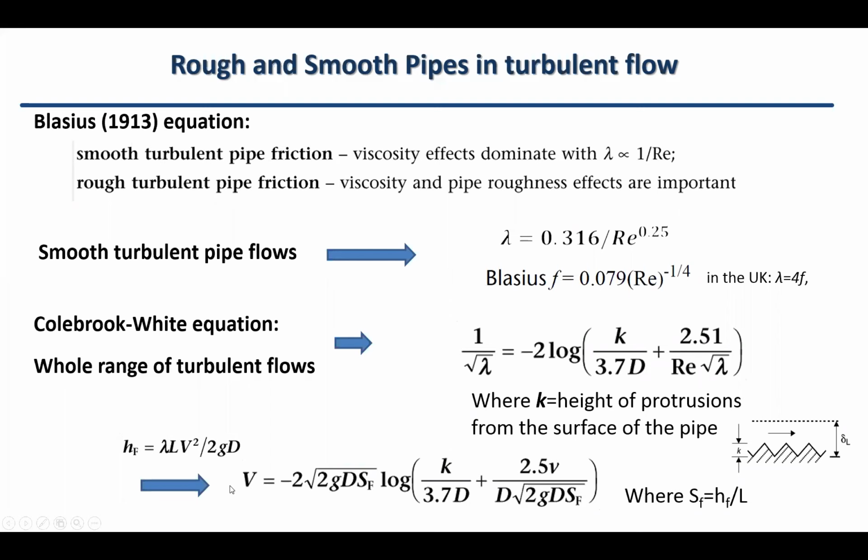So the velocity in this equation is equal to minus 2 square root 2GD SF, where SF is the hydraulic gradient. Hydraulic gradient is equal to HF divided by L. So you can see here, if you divide both sides by L, on the left-hand side you have HF over L, or SF. SF can be calculated and substituted in the top formula, in the right formula.